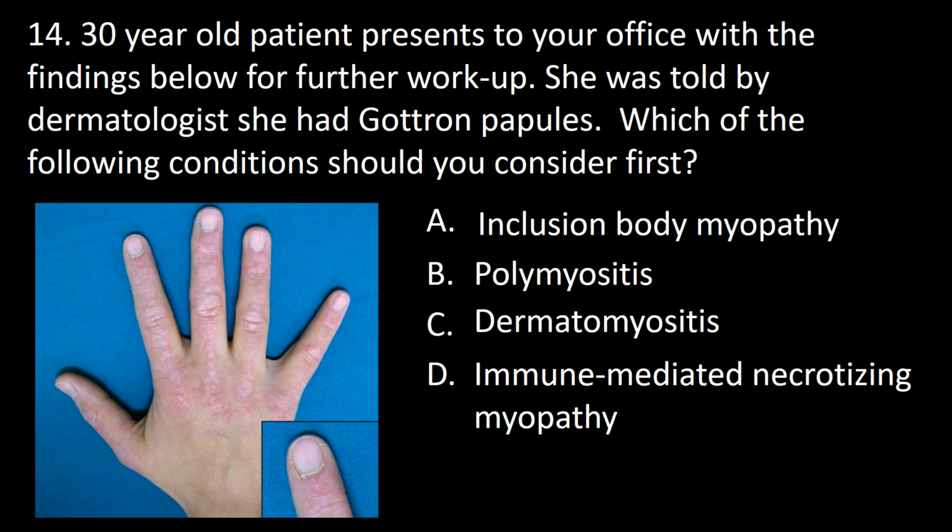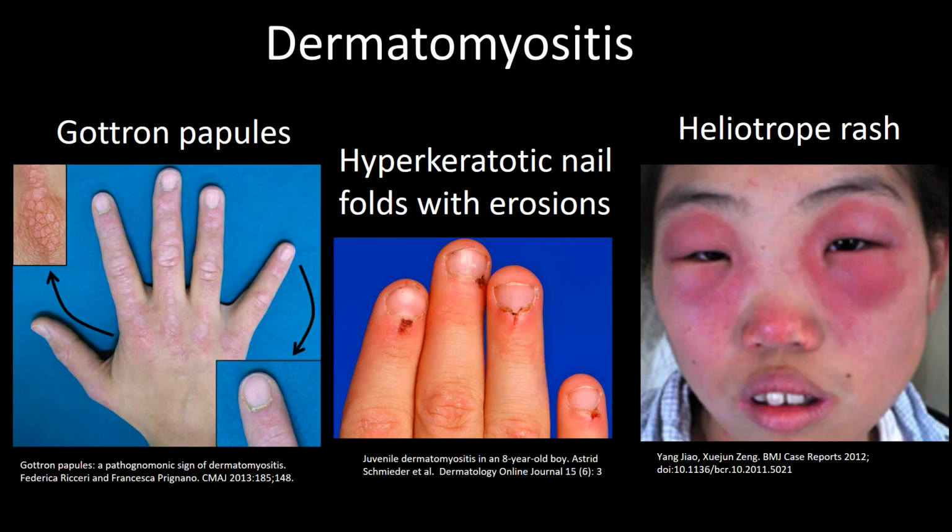A. Inclusion body myopathy. B. Polymyositis. C. Dermatomyositis. D. Immune-mediated necrotizing myopathy. The first photograph in this frame is the same hand that I showed you in the question. The enlargements correspond to the areas indicated by the arrows.